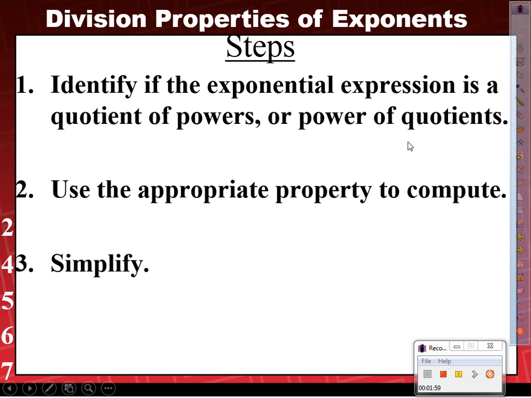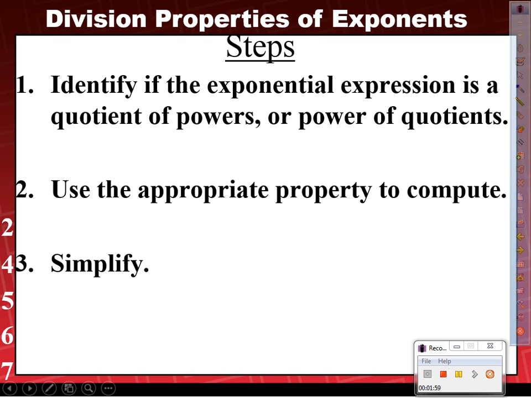Identify if the exponential expression is a quotient of powers or power of quotients. We're learning that today. But notice that the steps sound very familiar, don't they? Notice that we're not doing the product of powers anymore, because now we are in division. That's why it's quotient of powers and power of quotients. Two properties we're covering today: quotient of powers, power of quotients.